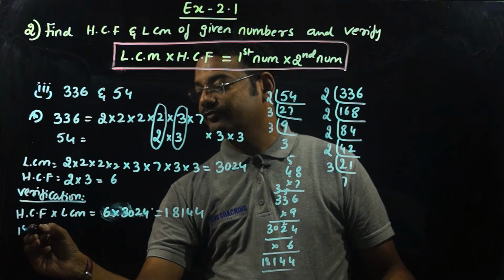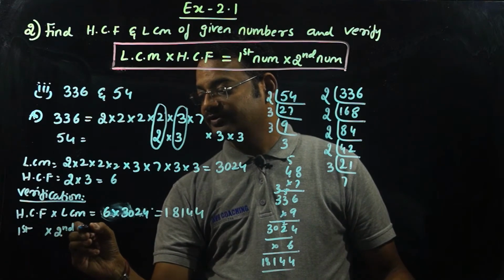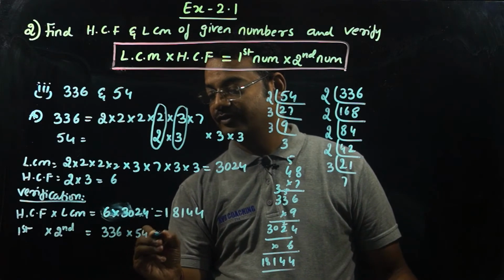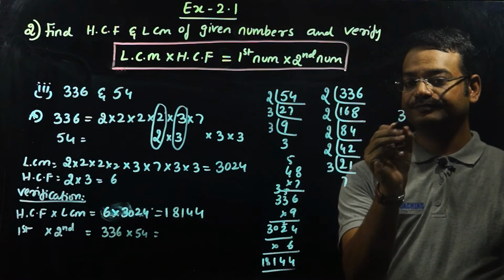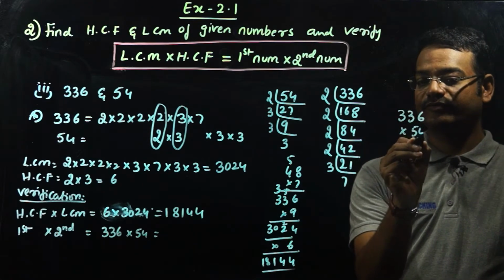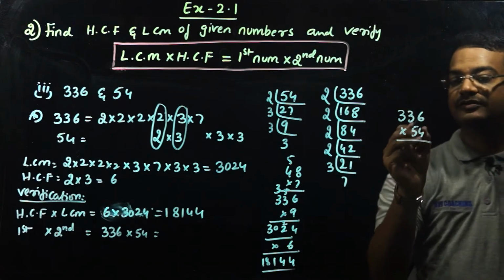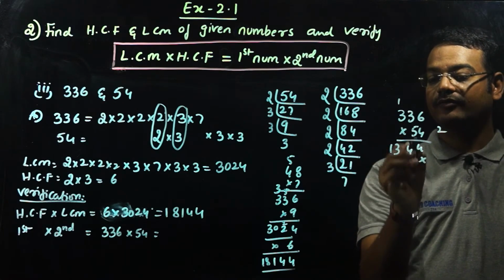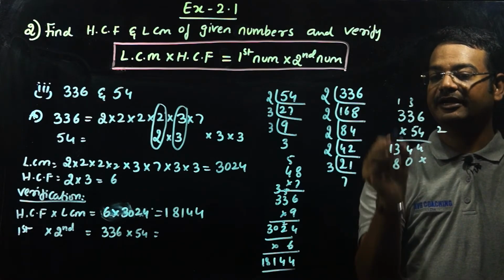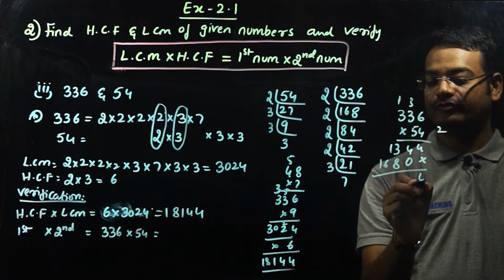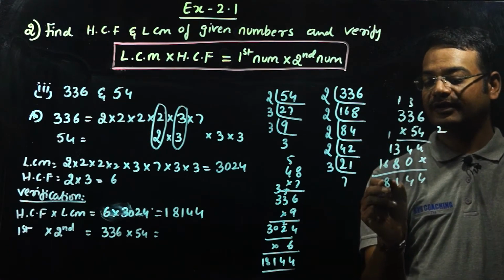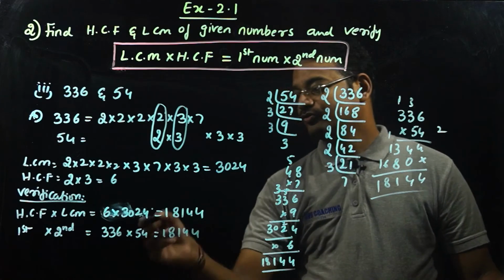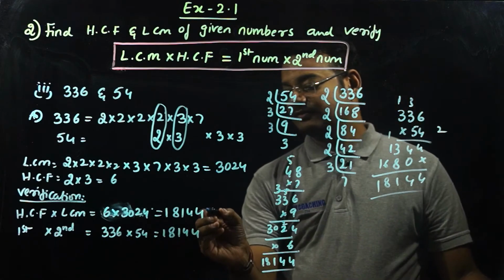Product of two numbers is first number into second number. First number is 336. Second number is 54. So 336 into 54. So 6 4s are 24, 4 3s are 12, 13, 5 6s are 30, 15, 18, 15, 16. So we get 18144. So the verification process is proved.